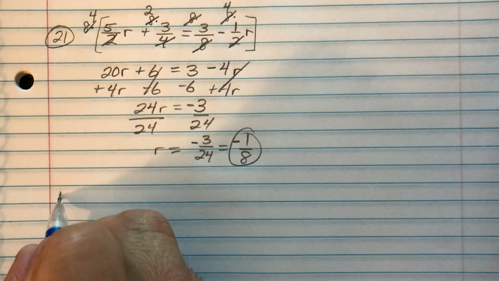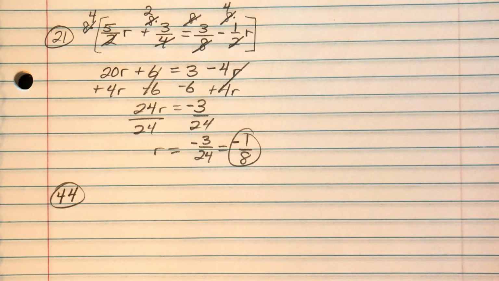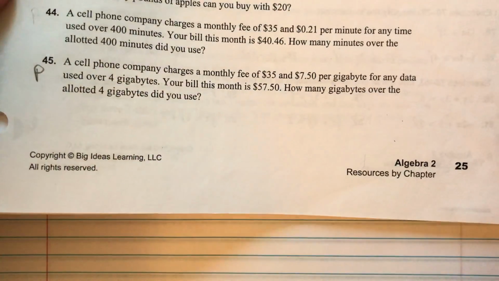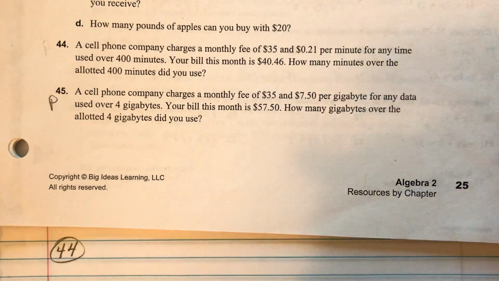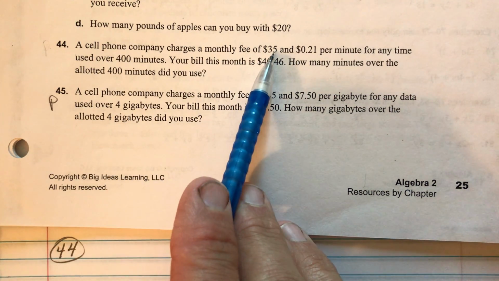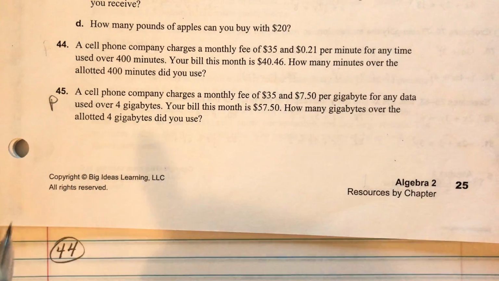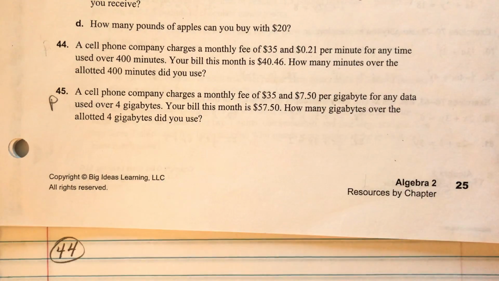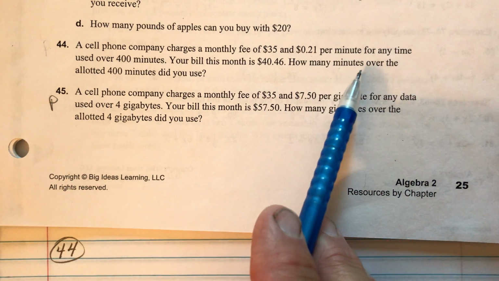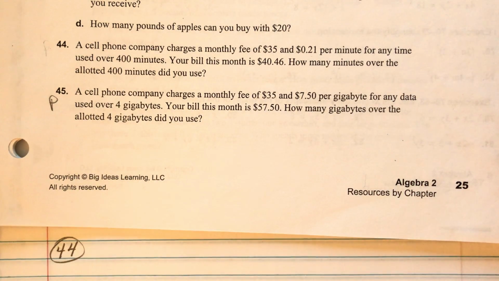How about 44? 44 is a word problem. So I'm going to show it to you, then we'll try to do our work underneath. It says a cell phone company charges a monthly fee of $35.20 per minute for any time used over 400 minutes. Your bill this month is $40.46. How many minutes over the allotted 400 minutes did you use?